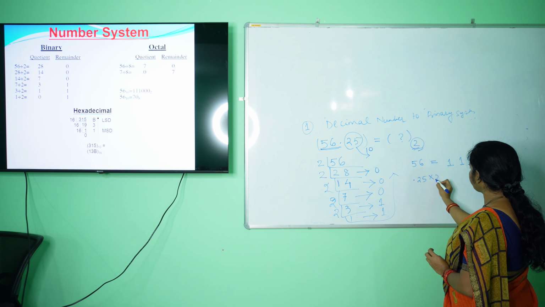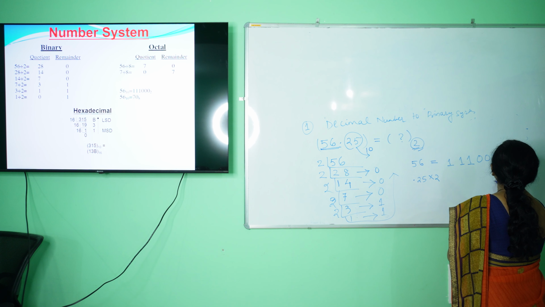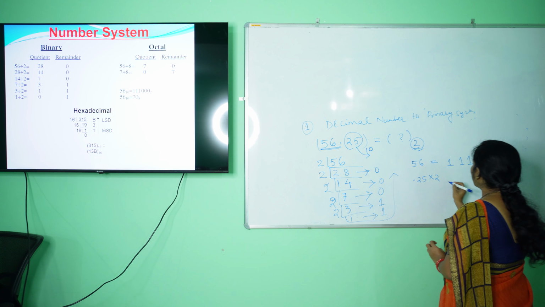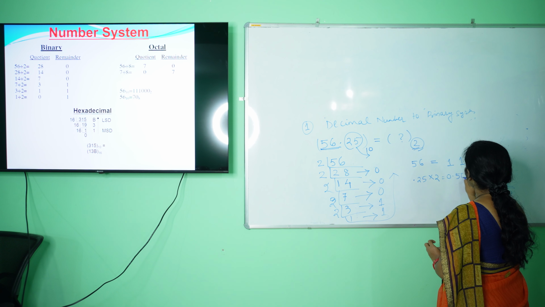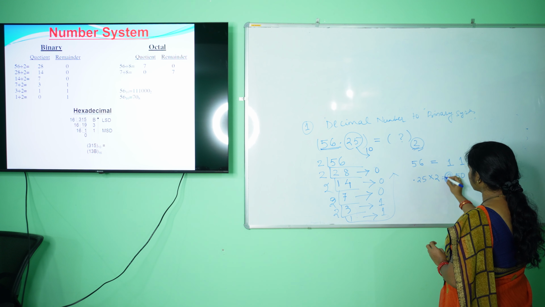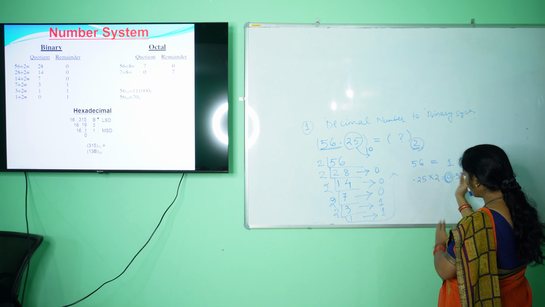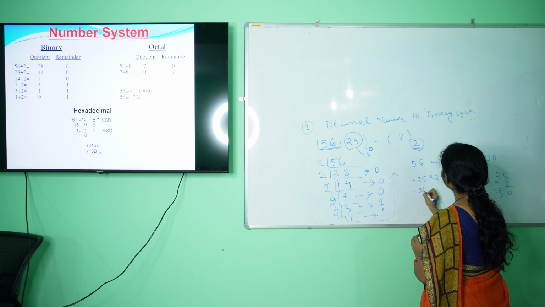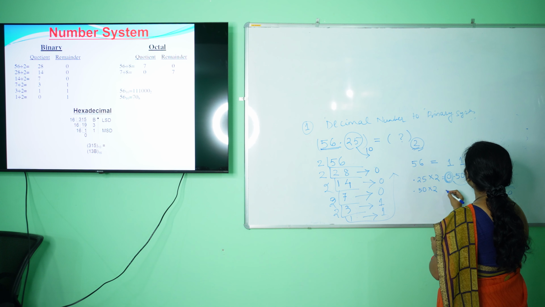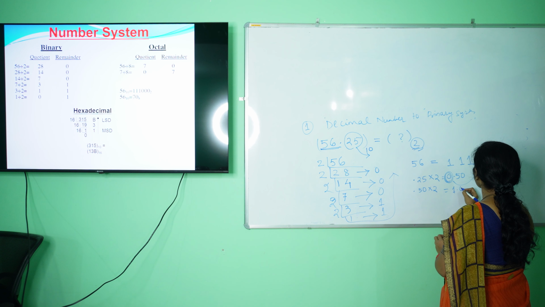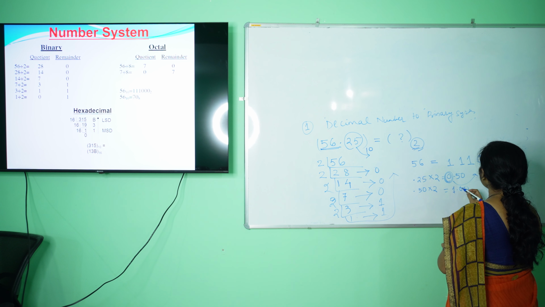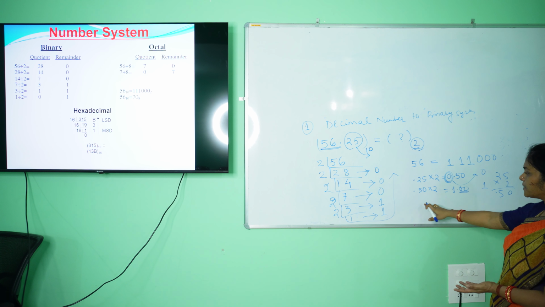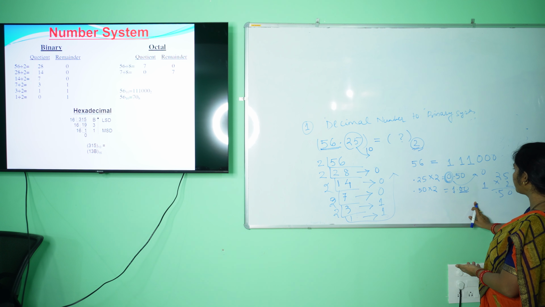0.25 into 2. That means if you multiply 0.25 by 2, it comes as 0.50. Whatever is before the decimal, you store it as 0, then again you multiply 0.50 by 2. You will be getting 1.00, then again you have to store 1, and again this 0. This stops because whenever you multiply 0 with something, the result is again 0.